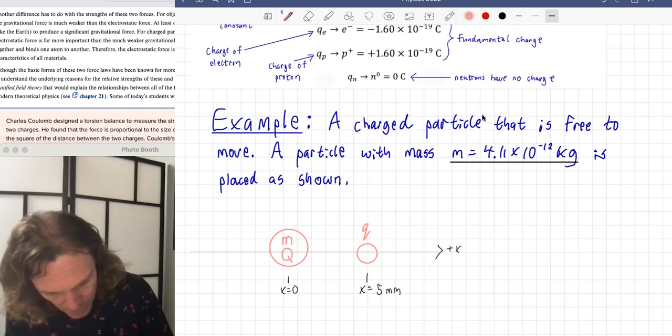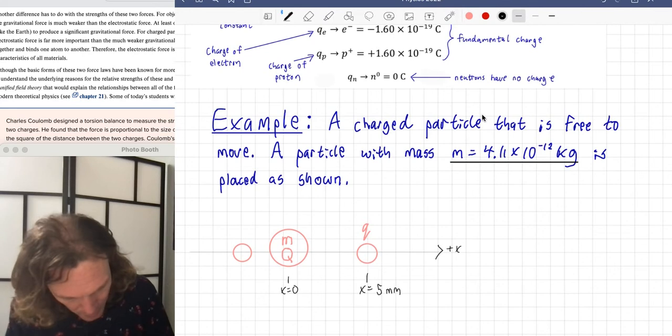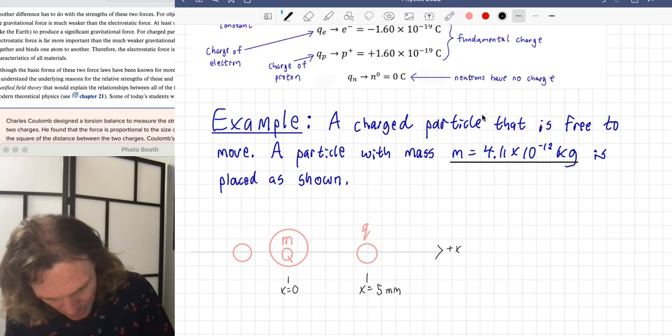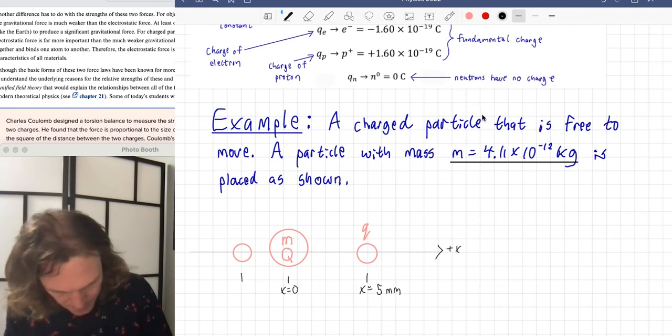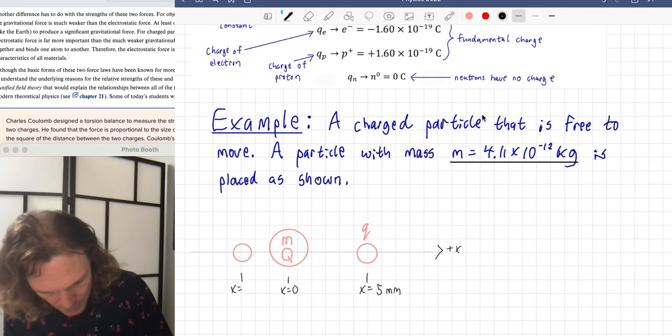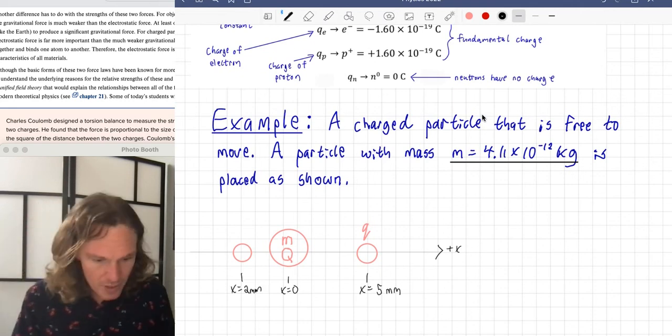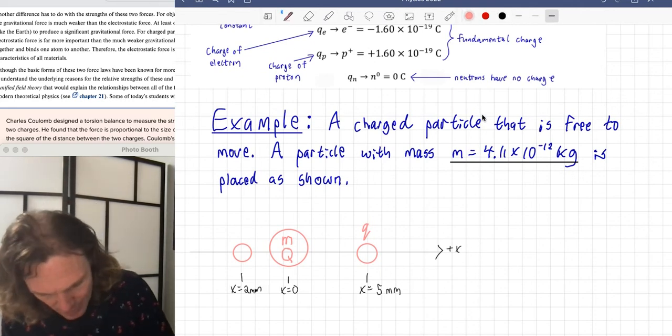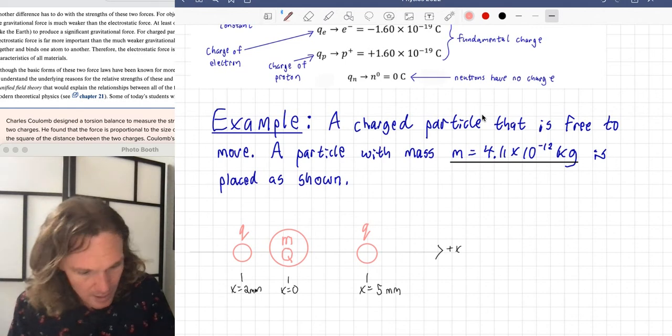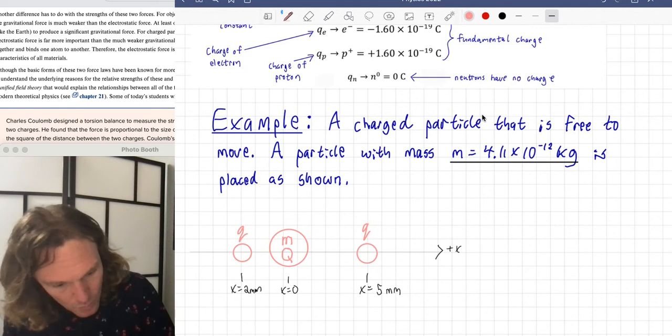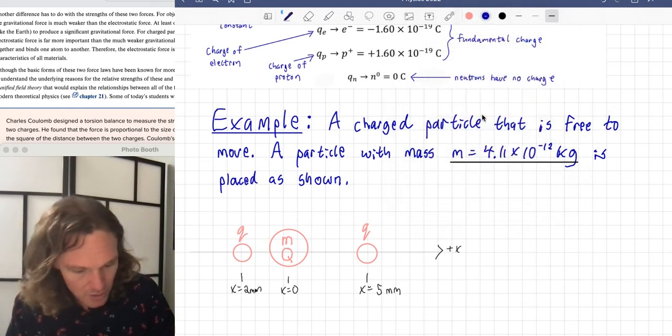So last thing though is we'll have our other particle. We're going to put that one kind of to scale a little bit closer, and we'll label that as 2 millimeters, so x equals 2 millimeters. Very good. As I said before, same amount of charge. So I definitely have relevant values to list out.